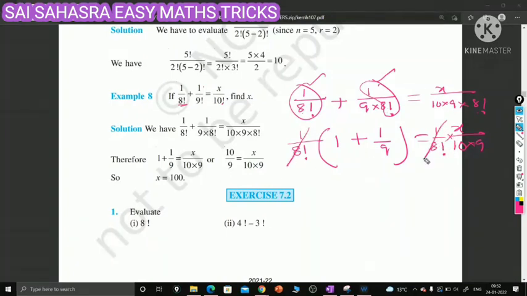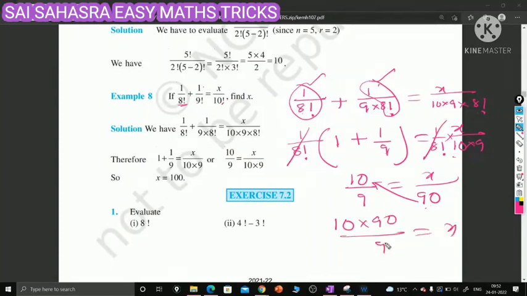This 1 by 8 factorial gets cancelled. 9 into 1, 9 plus 1, 10 by 9 is equal to x by 10 into 9, will be 90. So when you transpose this to here, 10 into 90 by 9 will come, is equal to x. 9 1 time, 9 10 times. 10 into 10 will be 100. So what is the value of x? 100. This also you understood? So instead of taking LCM and doing, this is the best thing. Common taking is the best thing, I think.